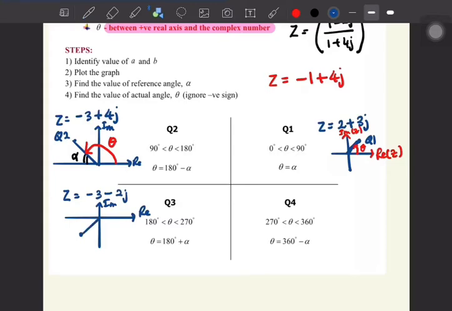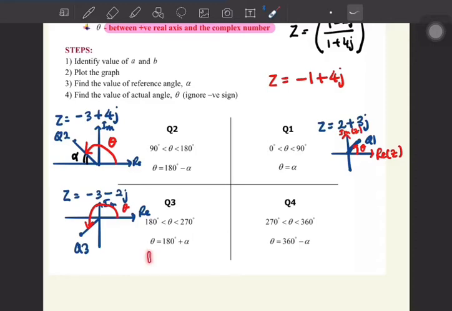So what is your theta? Again, we know that your theta lies in the third quadrant here, measured from the positive real axis to the complex number. So this is your actual angle. As you can see here, since it lies in the third quadrant, the value of theta must be greater than 180 and less than 270.